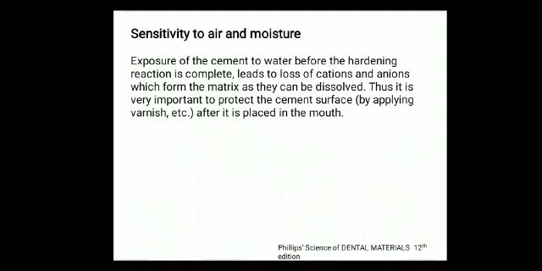Sensitivity to air: we must protect the cement before it hardens. It must be protected from the air or water. Exposure of cement to water before the hardening reaction is complete can lead to loss of cations and anions, which form a matrix, as they can be dissolved. So thus it should be protected.